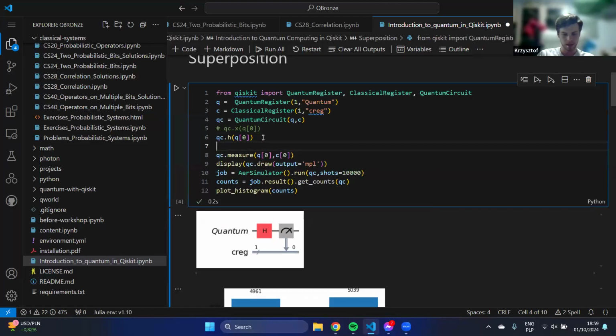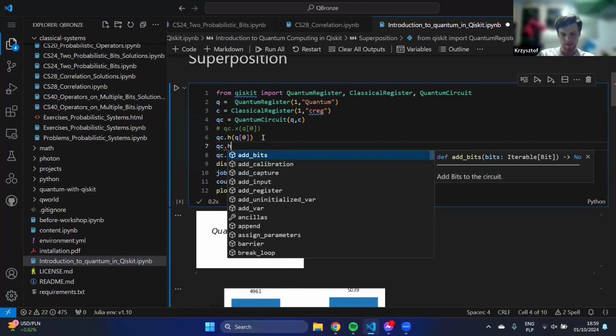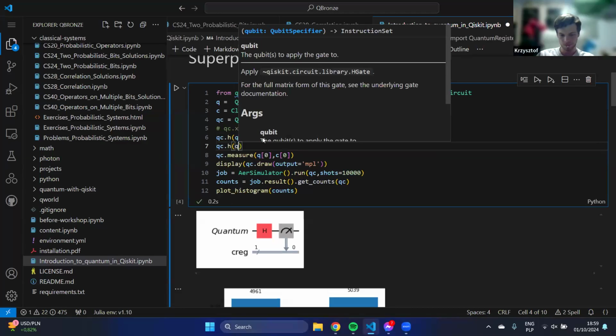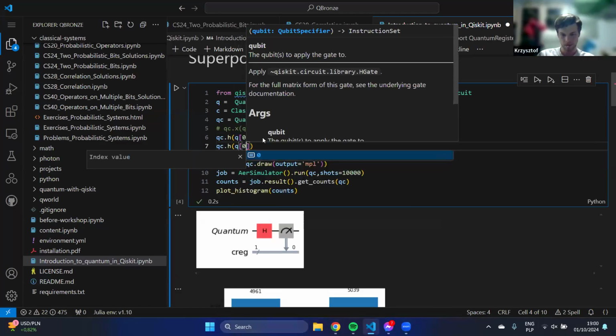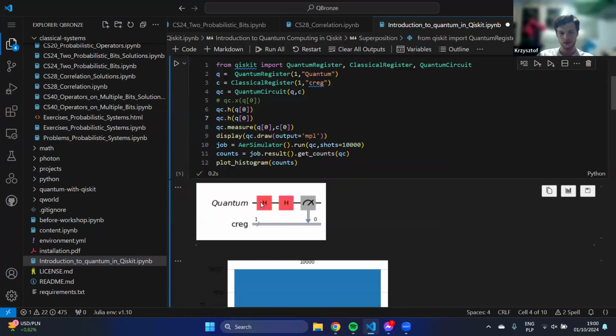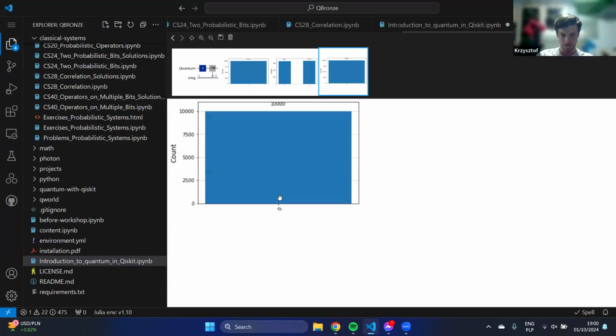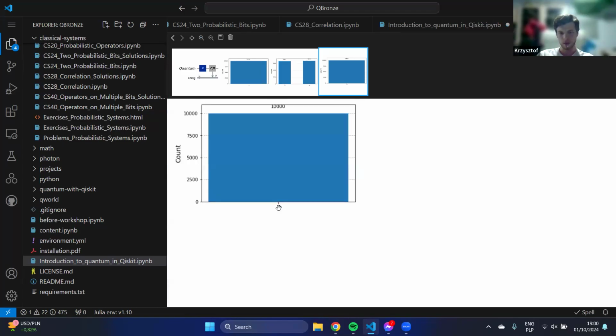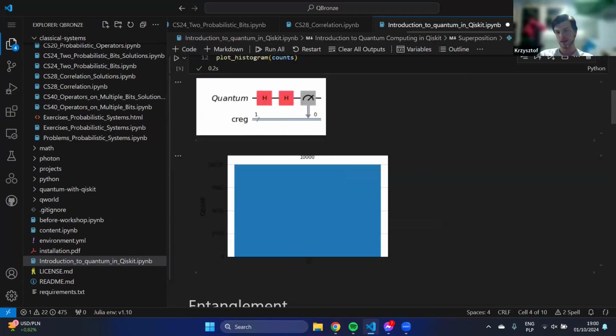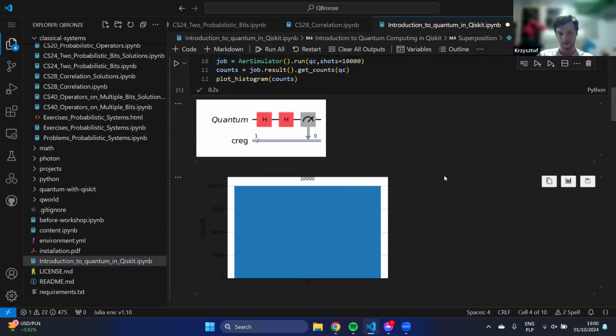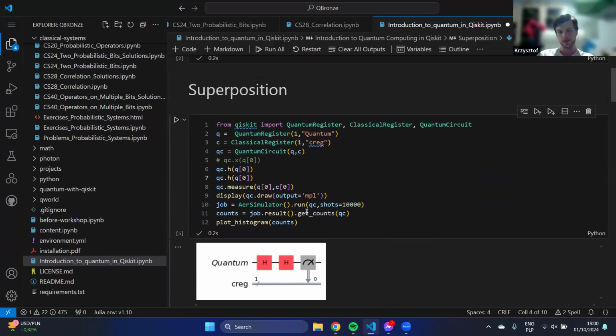For example, let's now try to implement 2 Hadamard gates on the same qubit. See, we have 2 Hadamard gates. And now let's see what happens. Now you can see that all the qubits were measured in state 0. And this is exactly what we calculated mathematically a few seconds earlier.